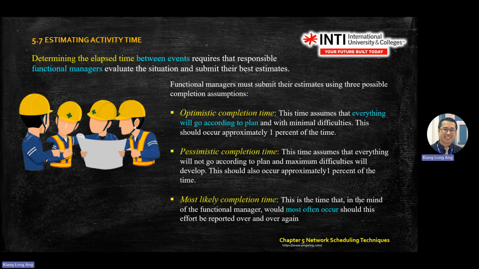Okay. So estimation we already did in the previous example. You have 3: optimistic, pessimistic, and most likely. Okay, so this one also you read. What actually does it mean?